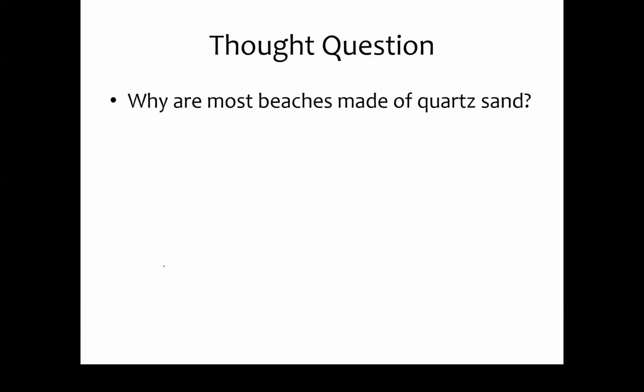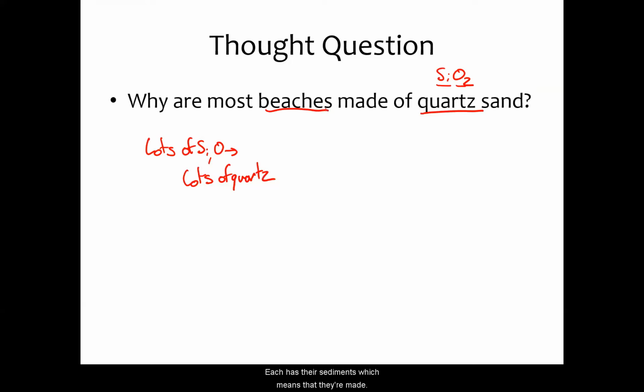Think about that for a moment. We'll start with what quartz is made of. Quartz, SiO2, it's made of these elements, silicon and oxygen. We've got a lot of them at Earth's surface. So we've got lots of stuff that would make quartz, at least to start, in the rocks that we're going to start with. Beaches, they're sediments, which means that they're made of broken down other rocks, rock bits.